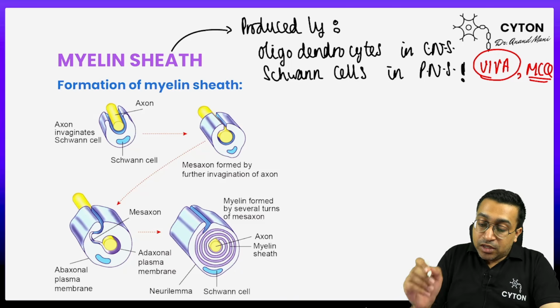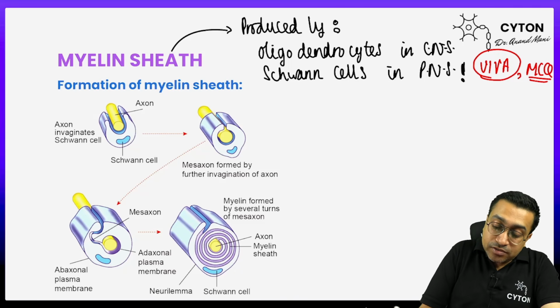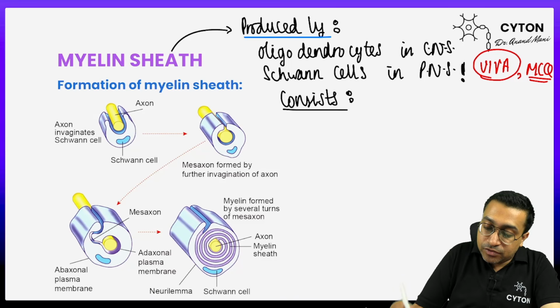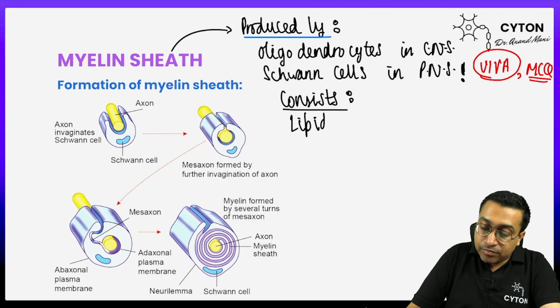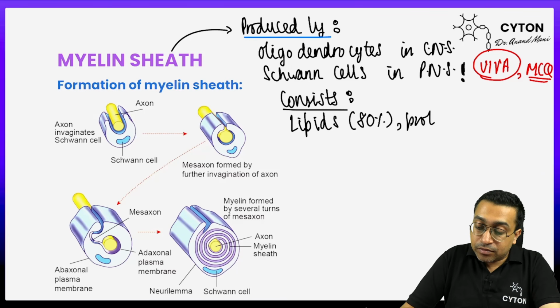Okay, then what is this myelin sheath consisting of? Myelin sheath consists of lipids, which is actually 80% of myelin. Then proteins and water.